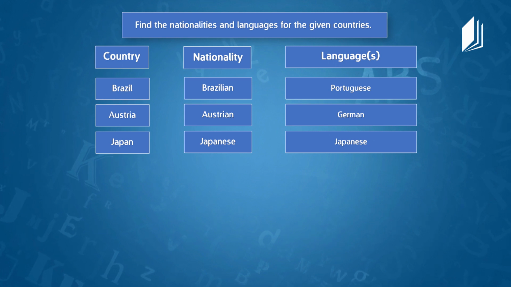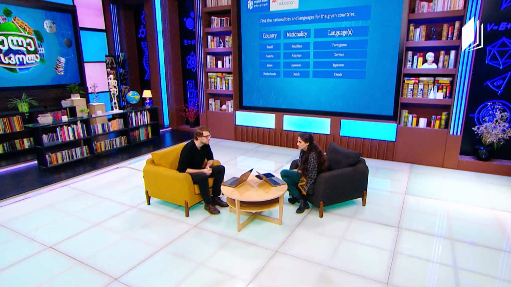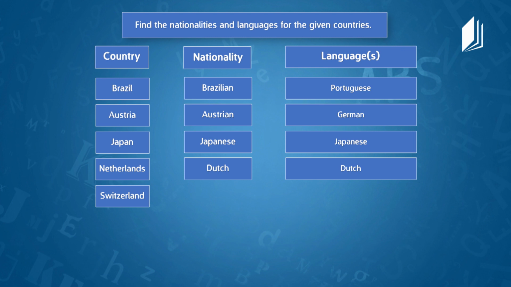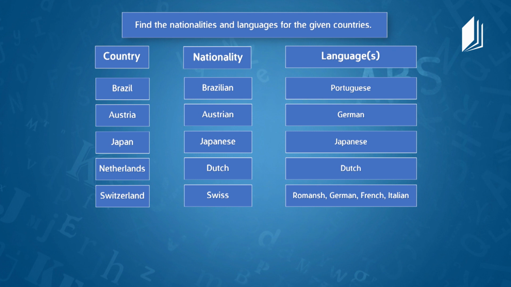And the next one is a bit difficult. It's the Netherlands. And the nationality is... It is Dutch. Yes. And the language is... It's also Dutch. Very good. Our next country is Switzerland. The nationality for Switzerland will be... It should be Swiss. And language or languages, should I say? Oh, they have 4 official languages. They have Romansh, German, French, and Italian.